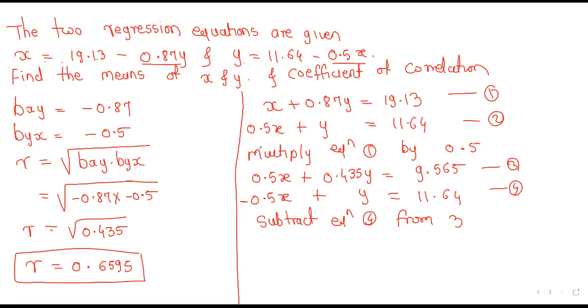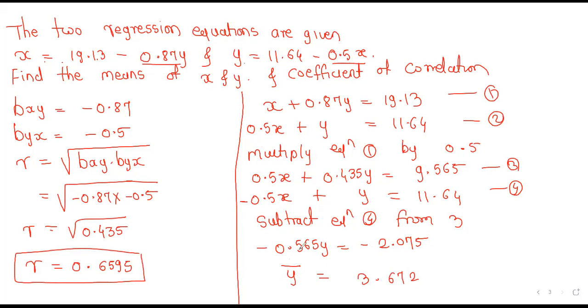Okay, so we get दोन इक्वेशन सबस्ट्रॅक्ट केले, minus 0.565y is equal to minus 2.075. Okay, so y bar is equal to 3.672. ठीक आहे.